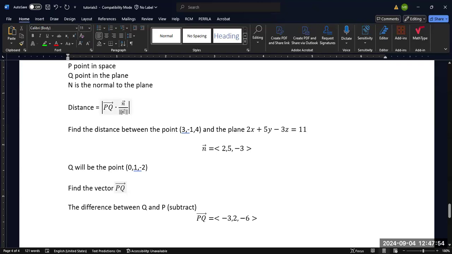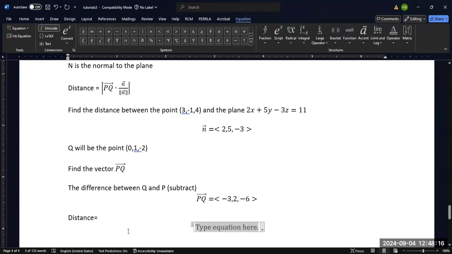And then for our formula, we're going to need essentially to dot either PQ with the unit normal vector, so we can normalize this, or we can just dot PQ and the normal vector and then just divide by the magnitude of the normal vector. So our distance is going to be, so let's do the dotting. The numerator is going to be 2 and -3 is going to be -6. And then 5 and 2 is going to be 10. And then -3 and -6 is going to give me +18.